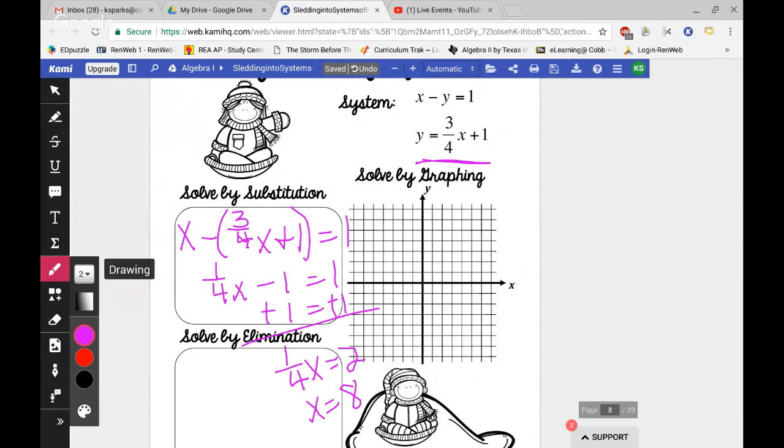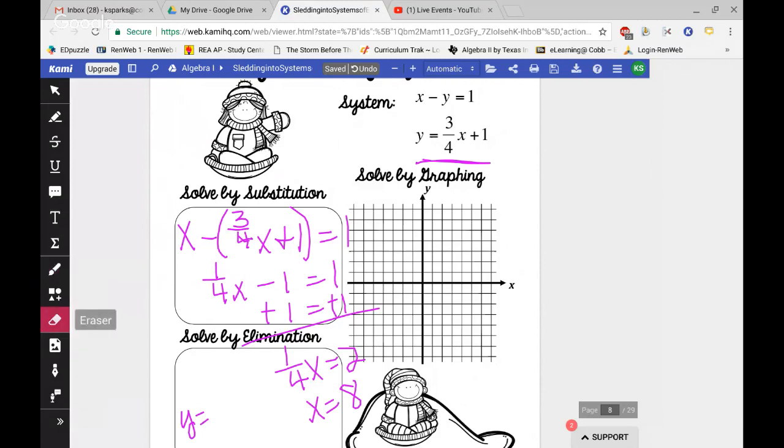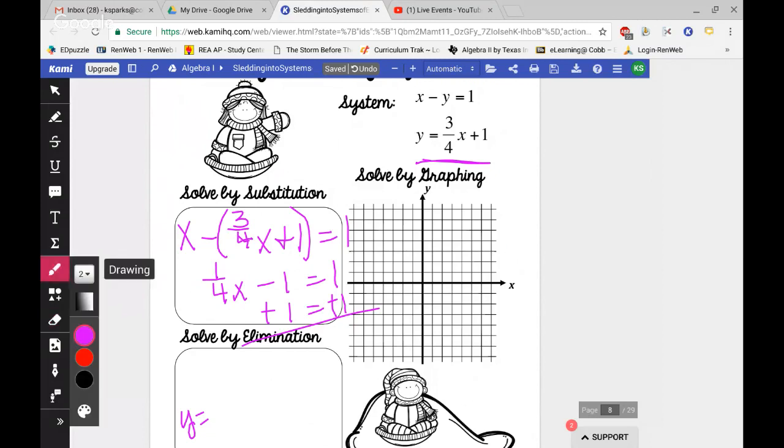And then you would substitute 8 back into that second equation, y equals, and I'm going to erase this. So I've got x equals 8. 3/4 times 8 plus 1. y equals 6 plus 1. y equals 7. So my point is 8, 7.